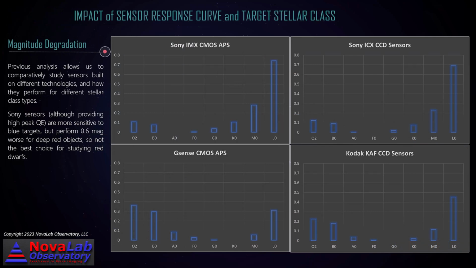Now, different sensors also have different responses. So if you look at the Sony sensors, whether they're CMOS or CCDs, you will see that they actually have a pretty good response in the blue. They're really skewed towards the blue. So if you're looking to detect very red stars or brown dwarfs, Sony is probably not going to be your best choice. Looking at Kodak sensors and GSENSE CMOS APS sensors, they're much more broadband, obviously not perfectly flat, and their response is skewed a little bit towards the red, which gives you a better balance between the very blue and infrared.